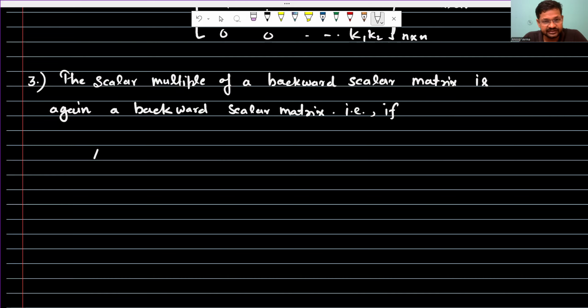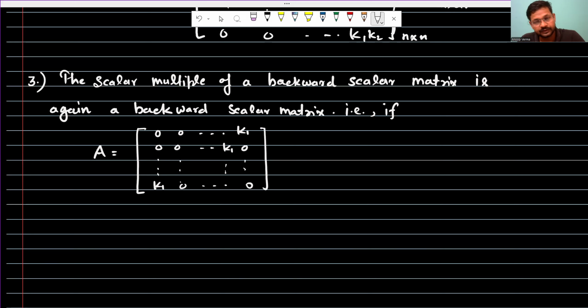If this A is equal to 0, 0, 0 up to k1; this is 0, 0 up to this is k1; this is 0; this is k1. Okay, so this is your A. If we multiply it by some scalar, say k, then this will be k times. I'm just taking k to be any scalar.